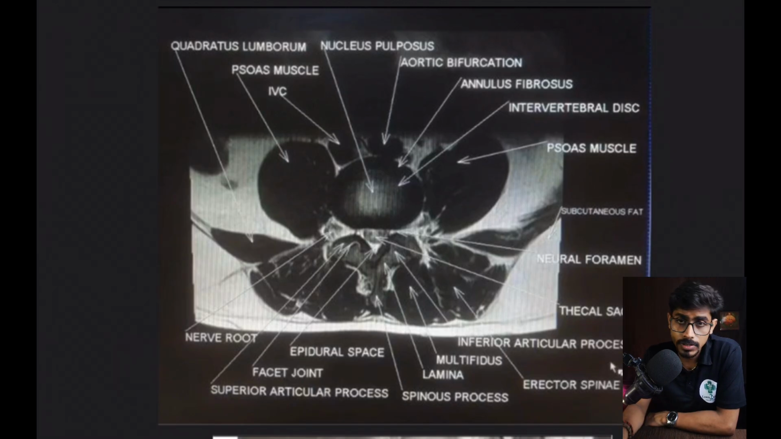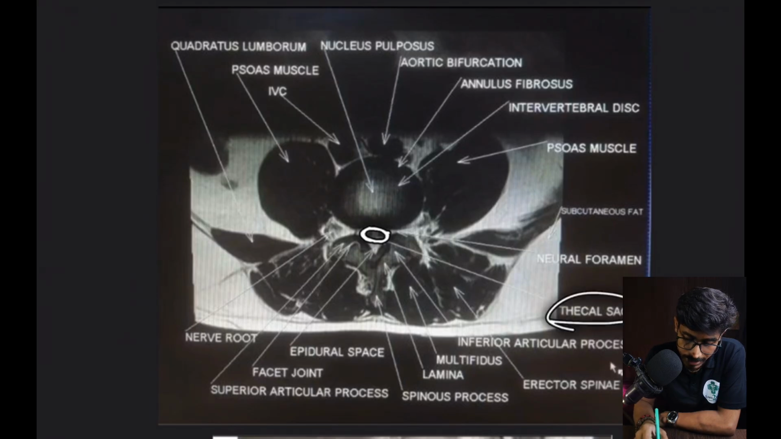When we are taking a transverse view, here we can see this central portion. This is the disc, and this dark one is basically the annulus fibrosus, and this slightly dark highlighted one is the nucleus pulposus. Later you can also see the psoas muscle on both sides, and in the center you can see this small portion, the neural foramen, and that white covering which you know as the thecal sac, the covering of the spinal cord.